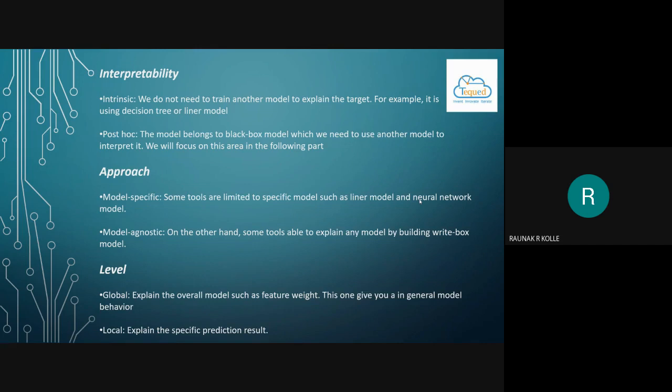We then have the approach for model interpretation. The first one is model specific. Some tools are limited to specific models such as linear model and neural network model. And then we have the model agnostic, which is different because these include some tools that are able to explain any model by building a white box model.